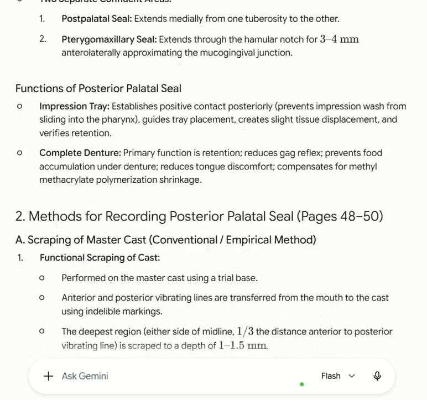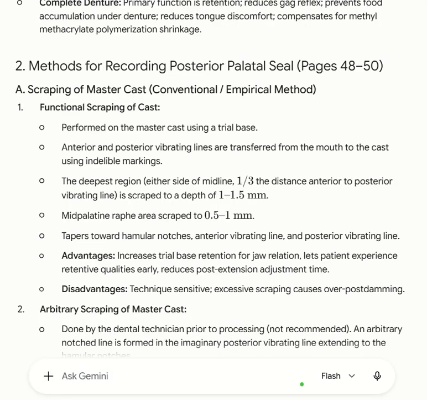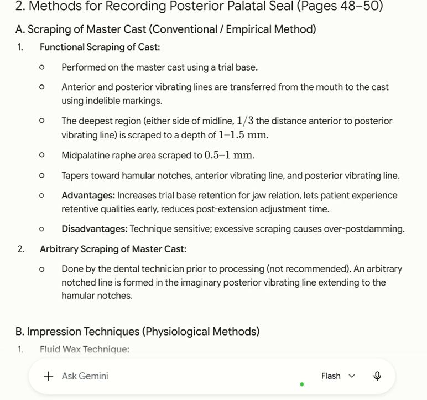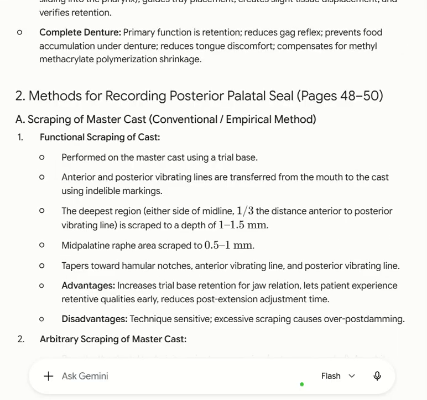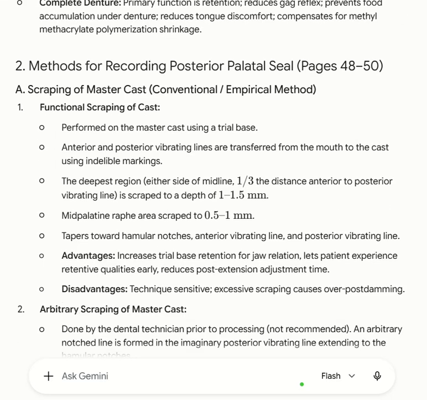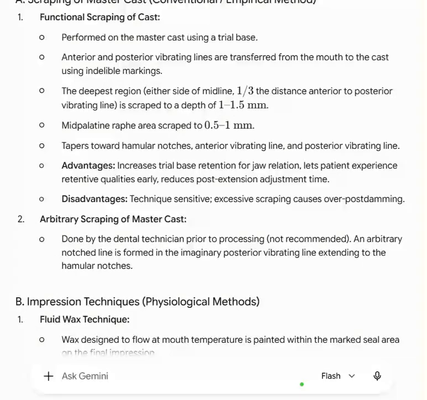functional scraping of cast, performed on the master cast using a trial base. Anterior and posterior vibrating lines are transferred from the mouth to the cast using indelible markings. The deepest region, either side of midline, one-third the distance anterior to posterior vibrating line, is scraped to a depth of 1 to 1.5 mm. Midpalatine raphe area scraped to 0.5 to 1 mm. Tapers toward hamular notches, anterior vibrating line, and posterior vibrating line.